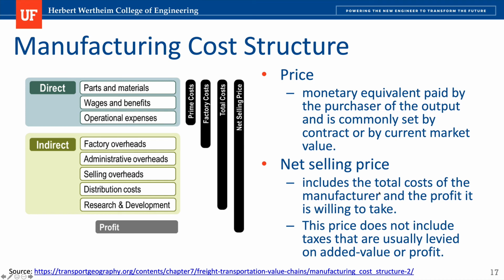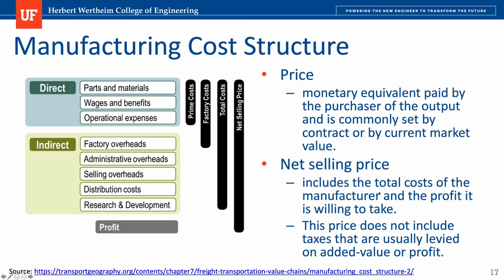Then the last part is, from this information, what we try to get is the profit. So in the profit, we have the price. There are two differences between the price and the net selling price. The price is a monetary equivalent paid by the purchaser of the output, and is commonly set by contract or by current market values. However, the net selling price includes the total cost of the manufacturer and the profit it is willing to take. This price does not include taxes that are usually levied on added value or profit.